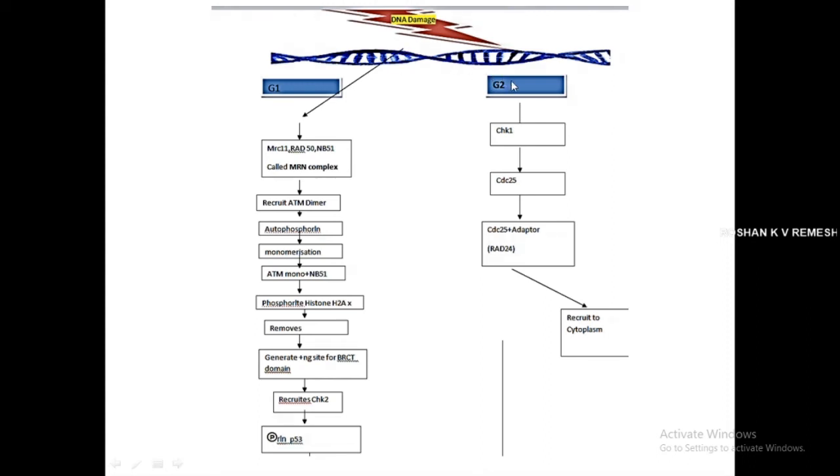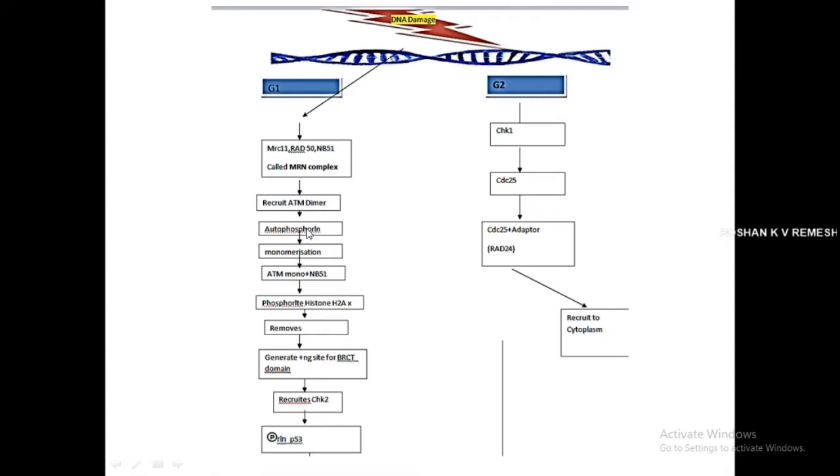Now we will look at what may happen if DNA damage occurs during the G2 phase of the cell cycle. Likewise, in the case of the G1 phase of the cell cycle, this DNA damage causes the recruitment of the MRE11, RAD50, NBS1 proteins at the DNA damaged sites. Then they join together to form the MRN complex. That MRN complex recruits ATM dimers.